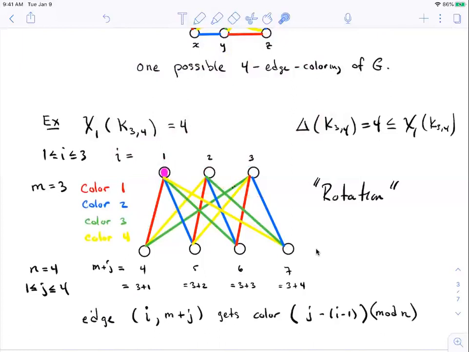All right. If you want to get kind of formal, if you know what I mean by congruence mod n, I can write down a recipe that's more mathematical in nature. I've already explained my index scheme. I have an index i that goes from 1 to m, and an index j that goes from 1 to n. When I want to make an edge between index i and index m plus j, the color I'm going to give it is j minus i minus 1, but I do that modulo n.